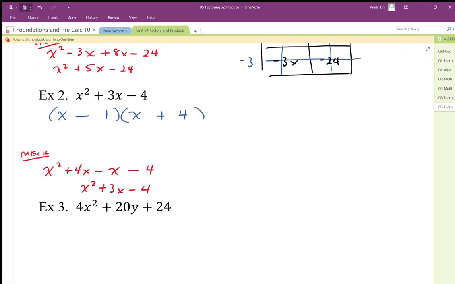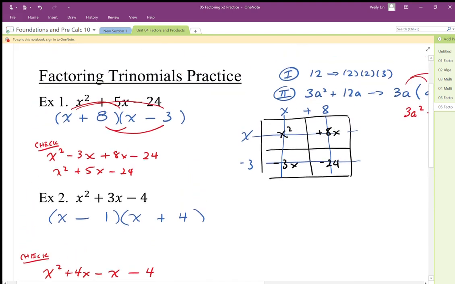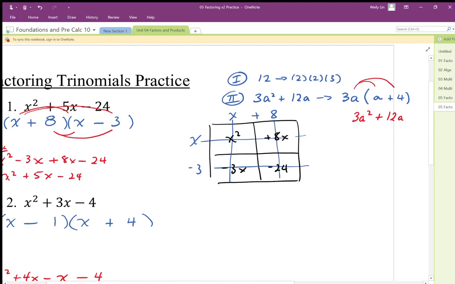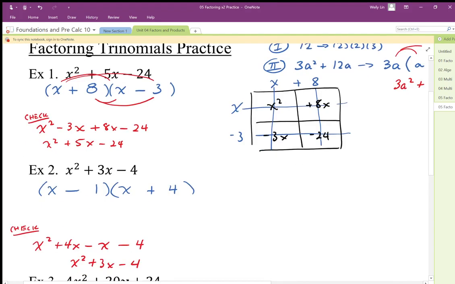So here's another one. This looks like a typo. I just need to fix that. Okay, so it's going to be 4x squared plus 20x plus 24. Okay, and I mentioned at the beginning here, the factoring involves all these three types of factoring. So we need to make sure that we factor first. Well, there is a greatest common factor. We need to factor that out.